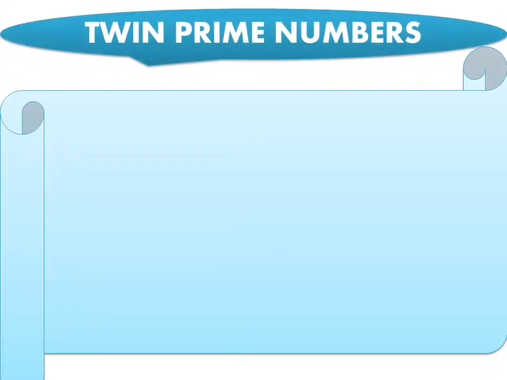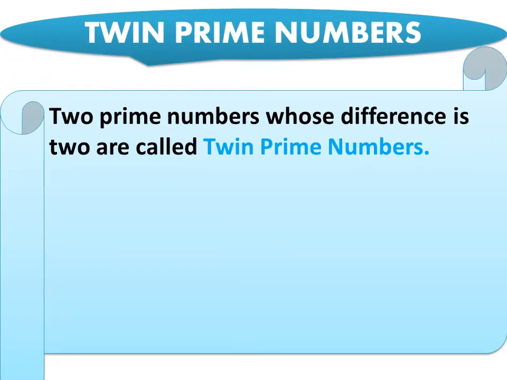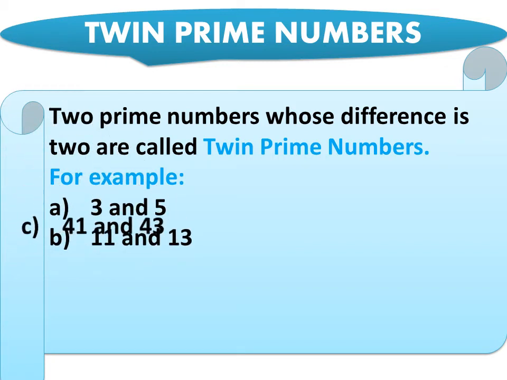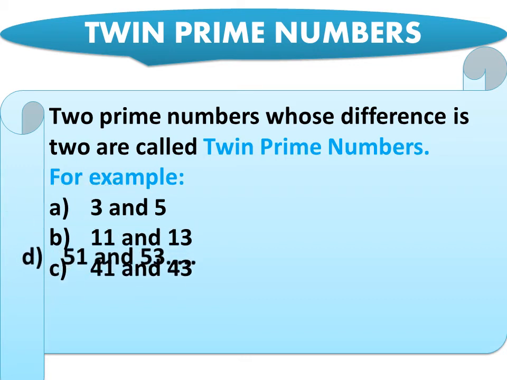Our next topic is twin prime numbers. Two prime numbers whose difference is 2 are called twin prime numbers. For example, 3 and 5, 11 and 13, 41 and 43, 51 and 53, etc.